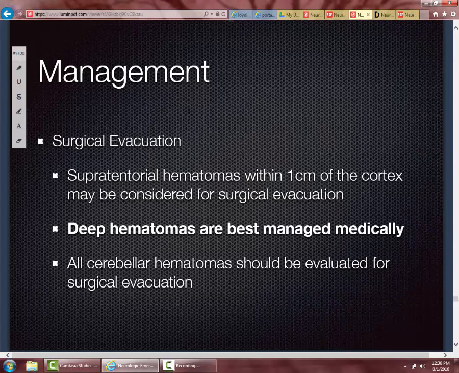surgery. The one exception to this rule is posterior fossa or cerebellar hematomas, and the reason is because the posterior fossa has much less room to swell when there's edema, and if you don't allow for pressure to be released medically, it has to be done surgically. Every cerebellar hematoma should be evaluated for surgery.